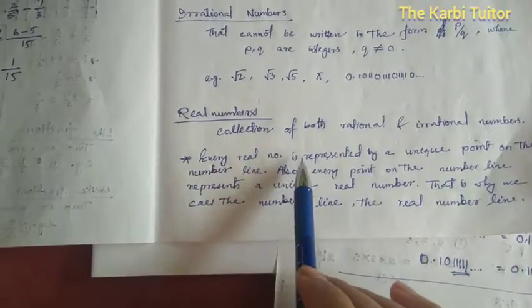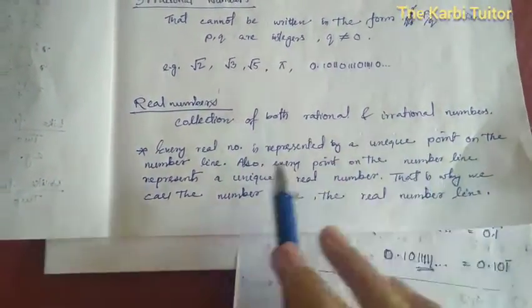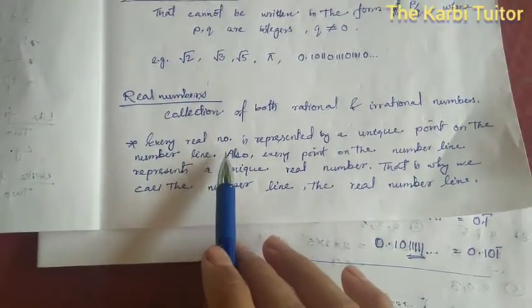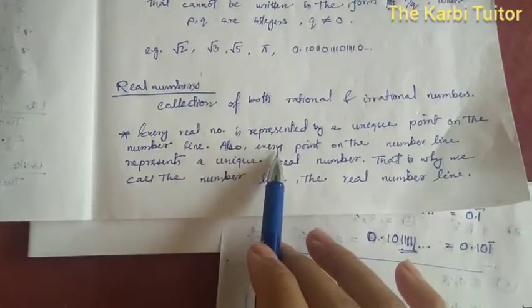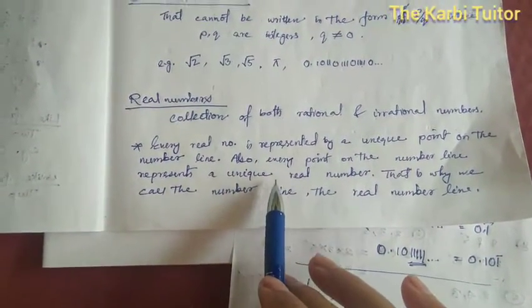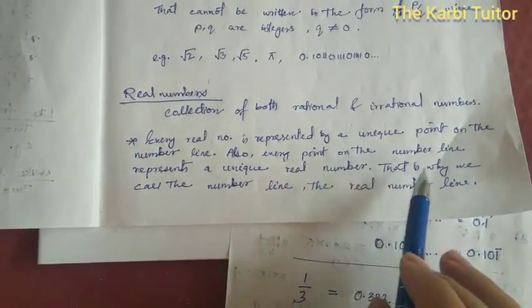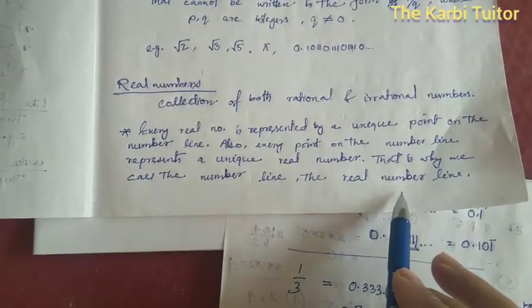Every real number is represented by a unique point on the number line. Also, every point on the number line represents a unique real number. That is why we call the number line the real number line.